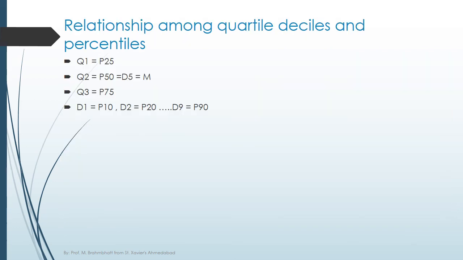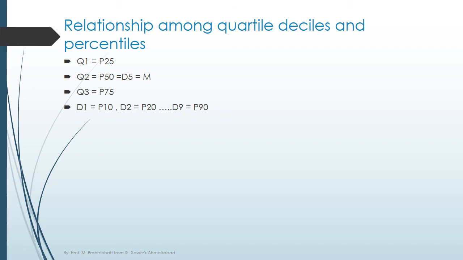Let's see the relation among the quartile, deciles and percentiles. Q1 is equal to P25, Q2 is equal to P50. So Q2 is the mid value of the series. Similarly, P50 is also the mid value of that series. D5 is also the mid value of that series, and that is also equal to the median. So Q2 is equal to P50, that is equal to D5, equal to M.